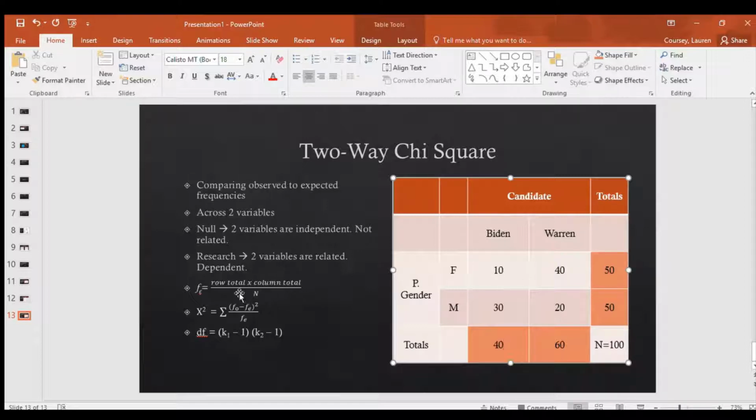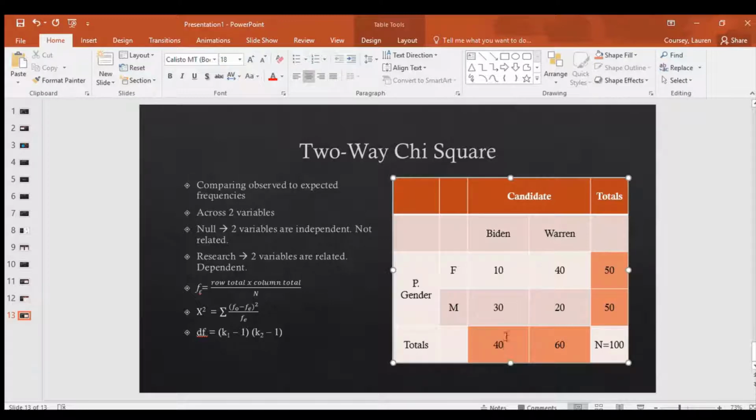And so to determine my expected frequencies, I'm going to look at the row total and the column total. Here I want to know how many females should I expect if gender is unrelated to candidate selection. How many females should I expect to vote for Biden? What should be the expected frequency for this cell here? I would take my row total of 50. So there are 50 females total.